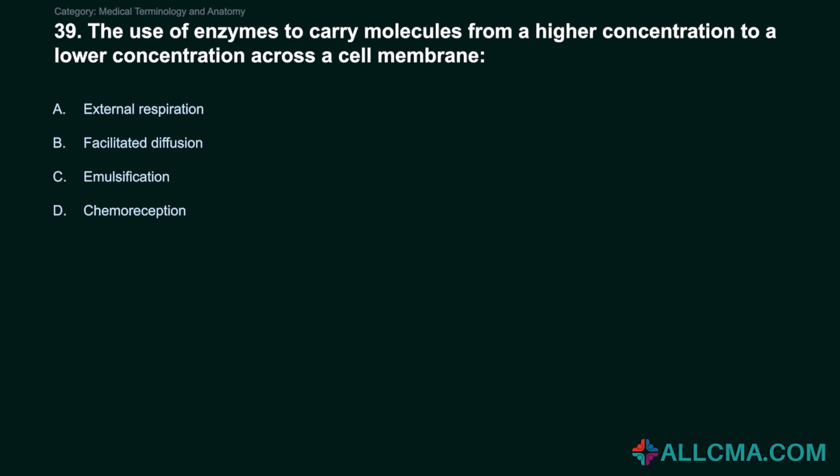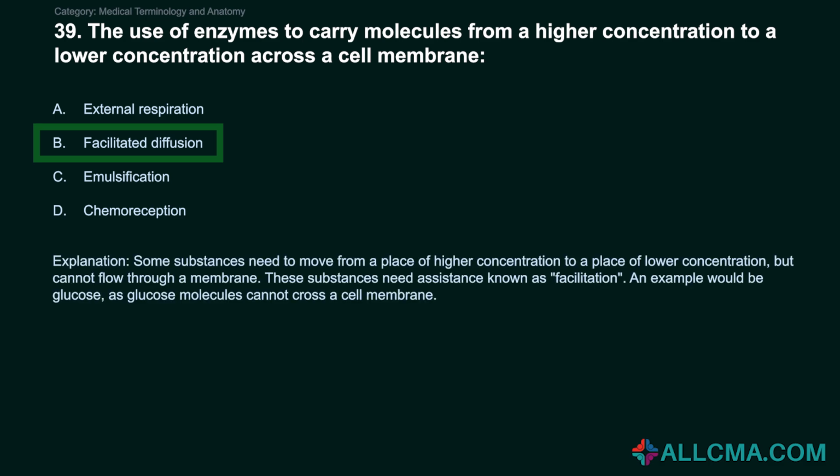39. The use of enzymes to carry molecules from a higher concentration to a lower concentration across a cell membrane. A. External respiration. B. Facilitated diffusion. C. Emulsification. D. Chemoreception. Correct answer, B. Facilitated diffusion. Some substances need to move from a place of higher concentration to a place of lower concentration, but cannot flow through a membrane. These substances need assistance known as facilitation. An example would be glucose, as glucose molecules cannot cross a cell membrane.